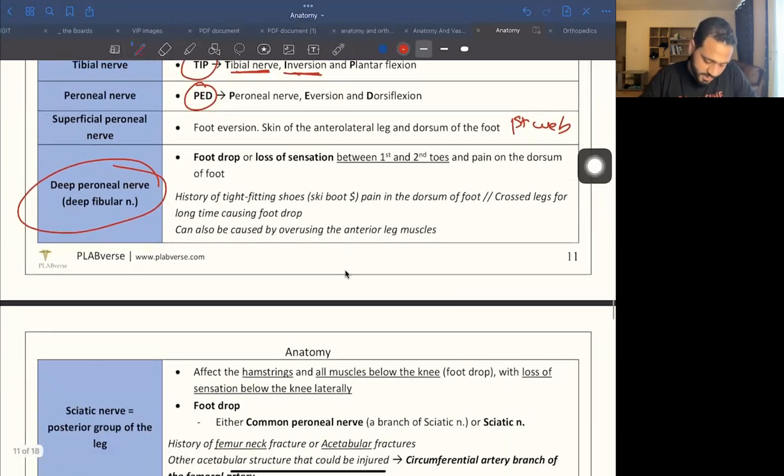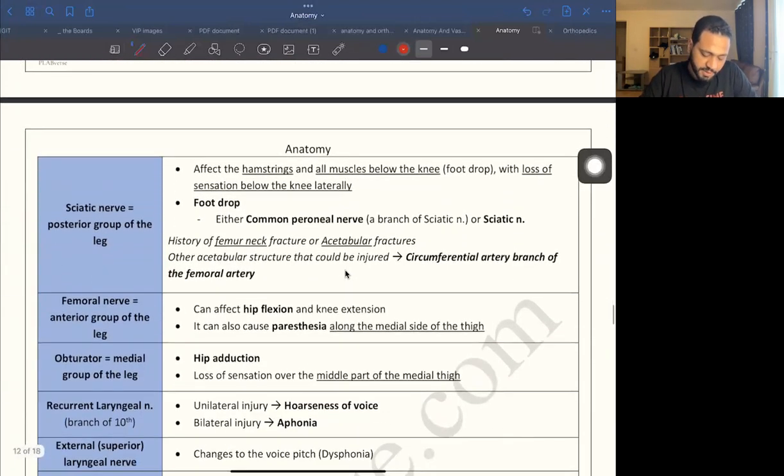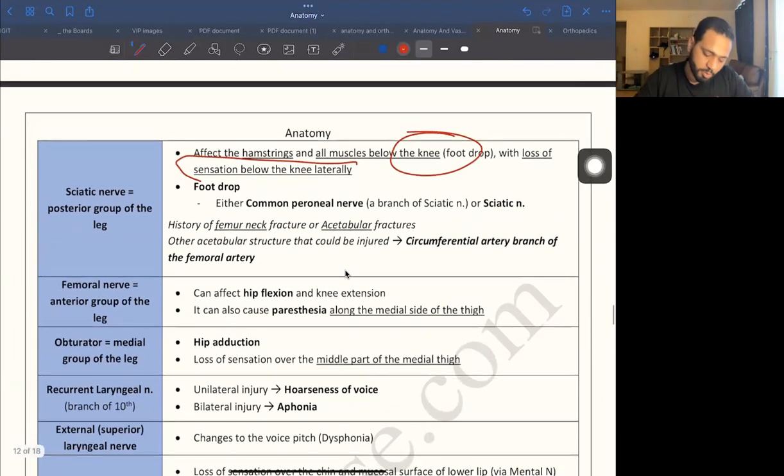Okay, so this is the deep peroneal nerve. You have here as well the sciatic nerve. The sciatic nerve is on the back, which is part of two nerves, the tibial and common peroneal nerve. It supplies all the muscles on the back of your thigh, so it's basically all the hamstring muscles, and again all the muscles below the knee as well. So it's responsible for foot drop and loss of sensation below the knee, because basically all the sensation on the back is from the sciatic nerve.